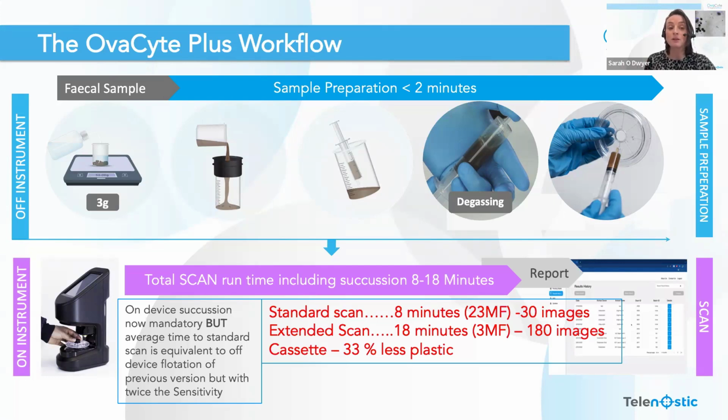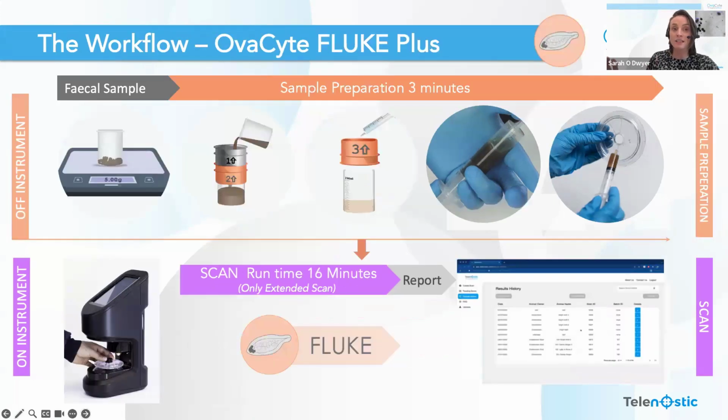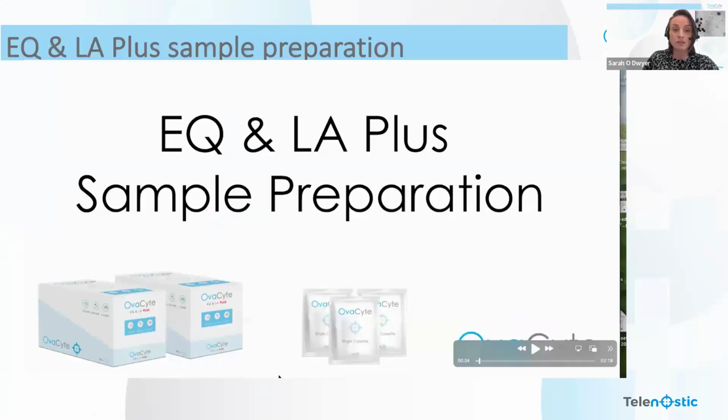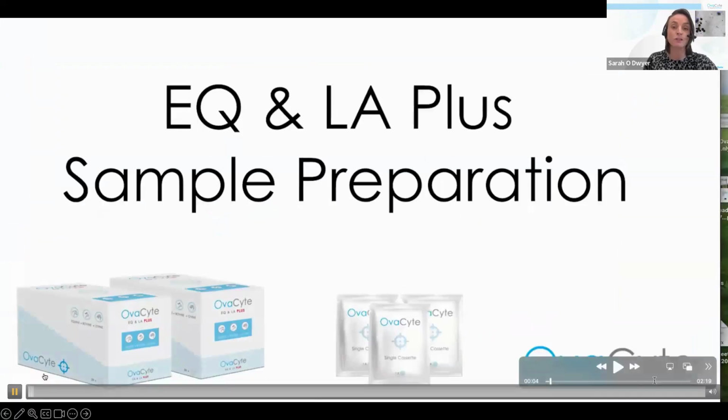Not only that, but the Plus cassette also has 33% less plastic. I know that the Fluke Plus has already gone out, but again, that degassing step is really important for this larger volume cassette and the chamber design. So I'm just going to start this video and it'll show you.